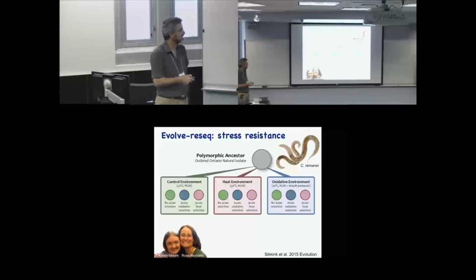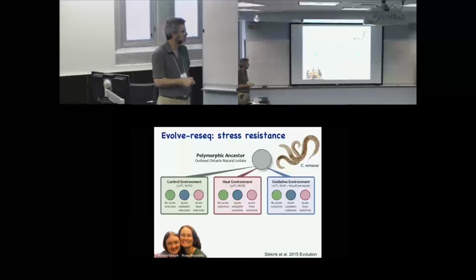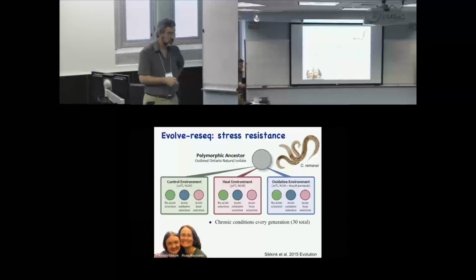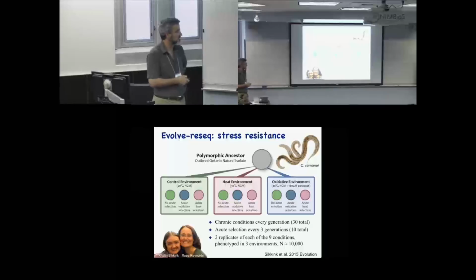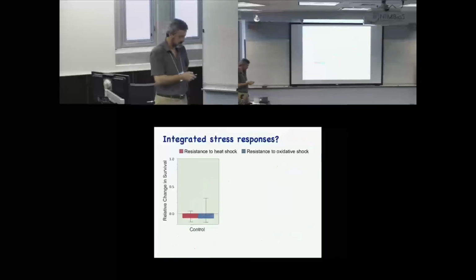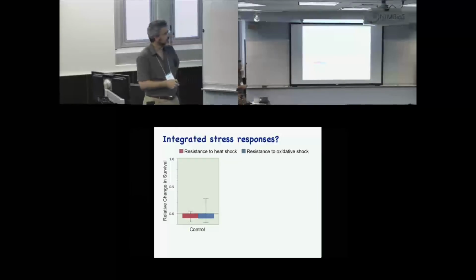And so we've been selecting them in these different stress environments. I'll just talk about this where we selected them under acute periodic oxidative stress and heat stress. This is only about 10 generations of selection, 30 generations total in the lab, and it's only replicated a few times, but very large population sizes for an animal experiment.